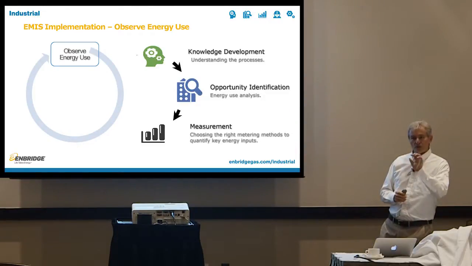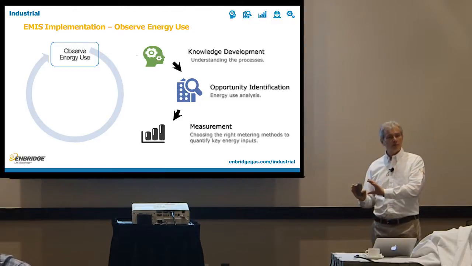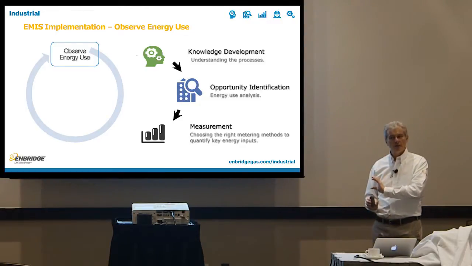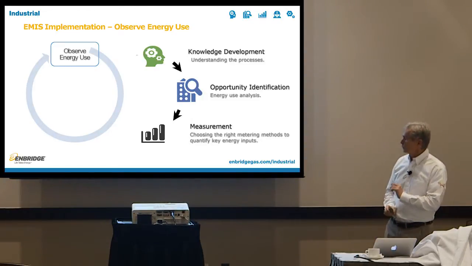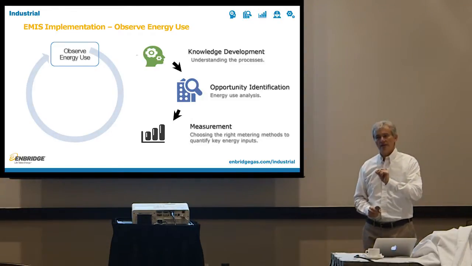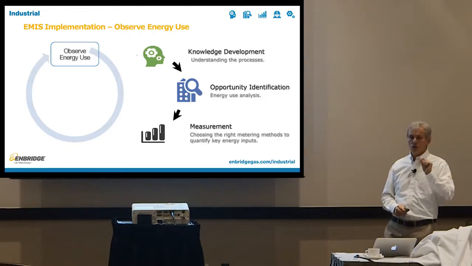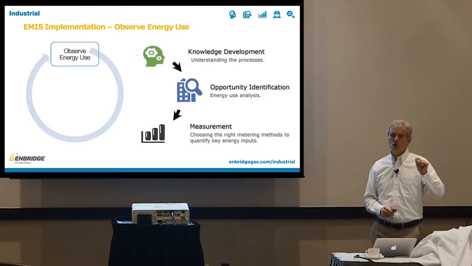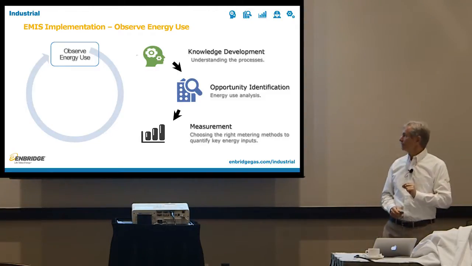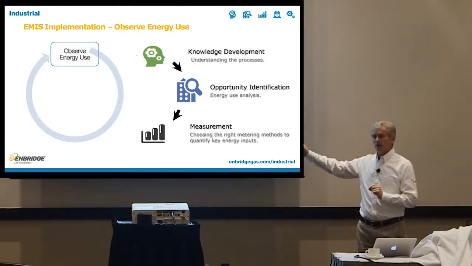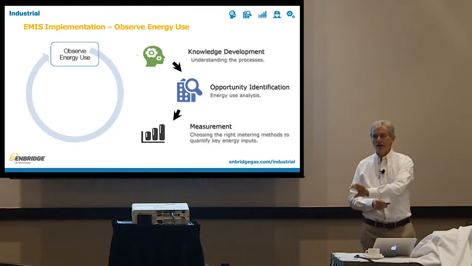So yes, observing energy use means we have to know where we're going to measure something. We have to choose the right metering before we go and install an energy management system. But it also means to analyze our energy use, so to know where to put the meters. And it also requires some knowledge development to know which meters are available, what makes sense, what doesn't make sense to meter. So measurement, yes, but only after these 2 steps are done, not directly into the meters.